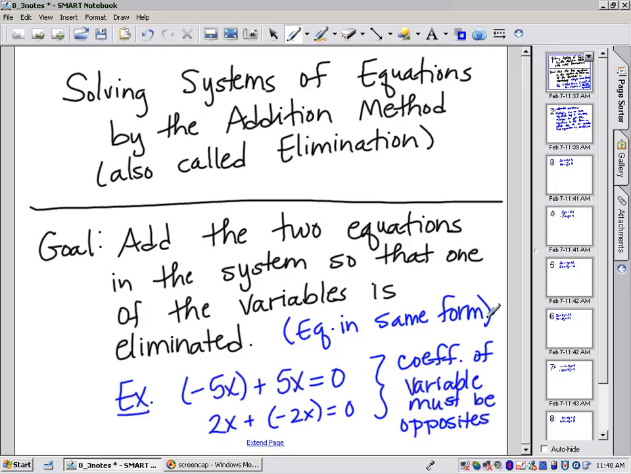But just to review, what does it mean for variables to be eliminated? That is when we add them, they add to 0, like negative 5x plus 5x adds to 0, or 2x and negative 2x add to 0. So what we're really requiring is that the coefficients of the variable must be opposites.